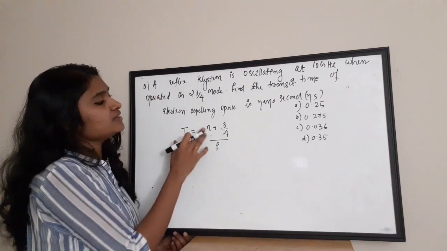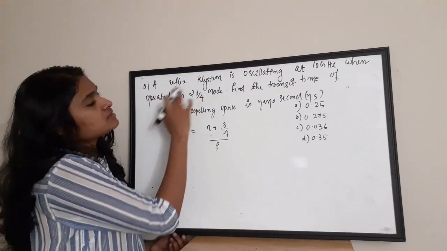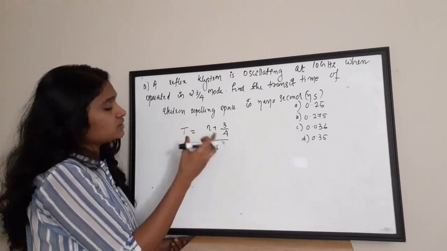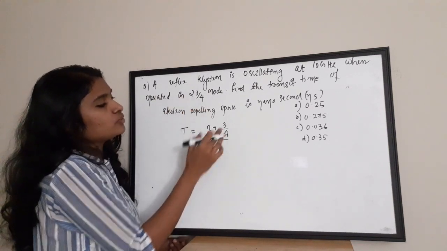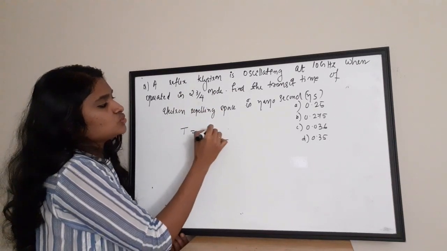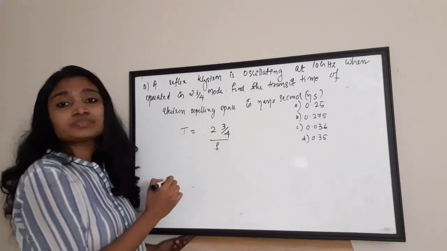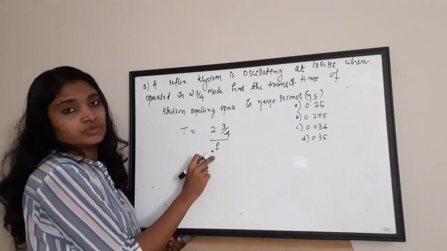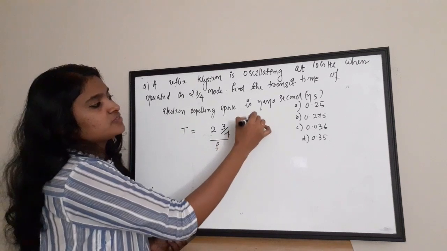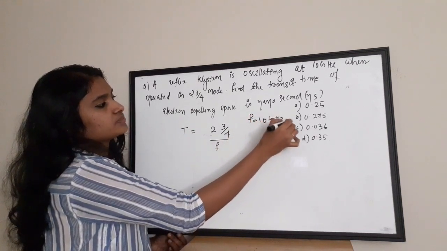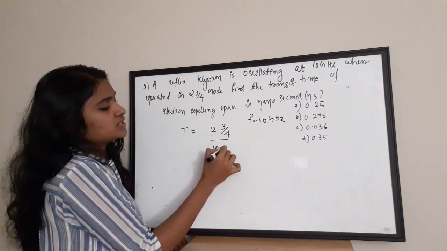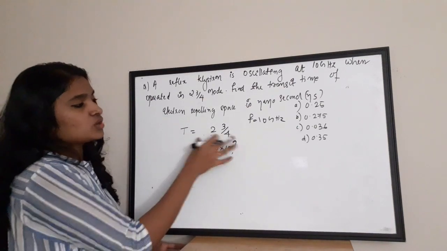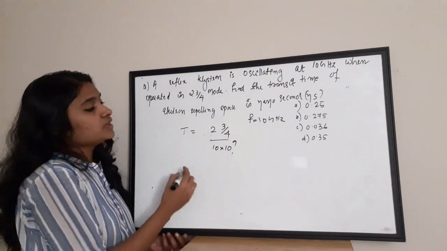So n plus 3 by 4 is actually representing the mode of operation. It is directly given in the question that this klystron is being operated in 2 and 3 by 4 mode. So this will be 2 and 3 by 4 by F. The F is given in the question. F is equal to 10 gigahertz, so it is equal to 10 into 10 raised to 9. Okay, so this is the transit time. If you solve this, you will get the value of your transit time.